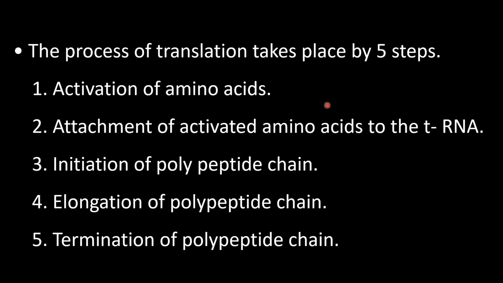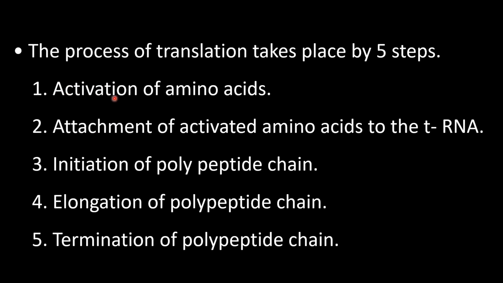The process of translation takes place in 5 steps. The first one is activation of amino acid. Second is attachment of activated amino acid to transfer RNA. Third is initiation of polypeptide chain. Fourth is elongation of polypeptide chain. And fifth is termination of polypeptide chain. So these are the 5 steps. They will be helpful to know how the process of translation occurs. We will see the 5 steps in brief.